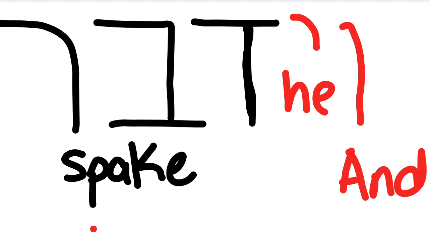Okay, so for example, with this one, dabar by itself means a word, a thing, or matter. But based on the fact that we have these two prefixes, wa, which is and, and ya, which is he, a verb prefix, right? It changes this to spake. Okay, so we're showing you how a word stands by itself, but how prefixes now begin to change the meaning of a word.